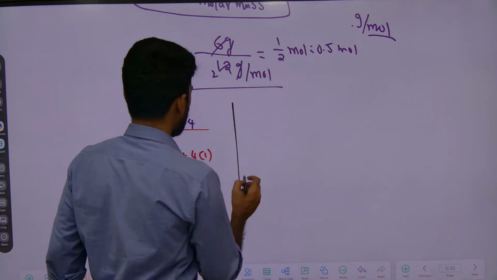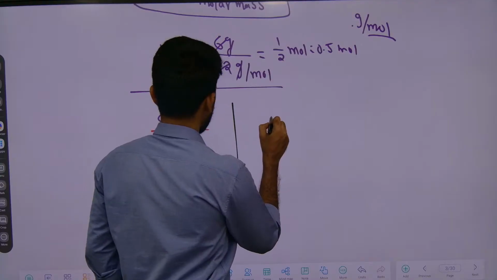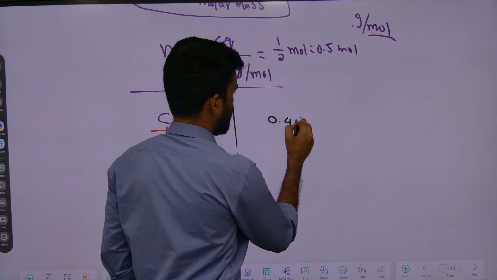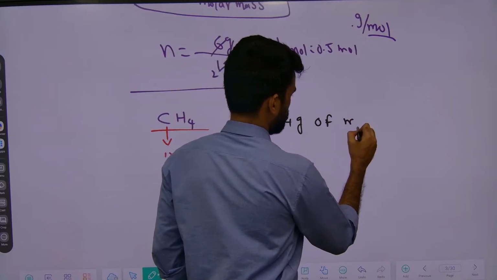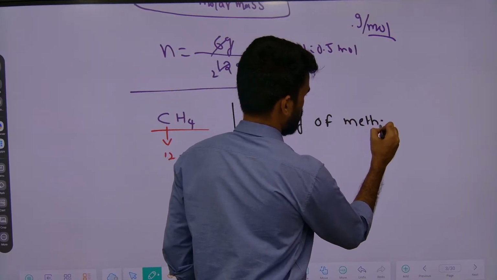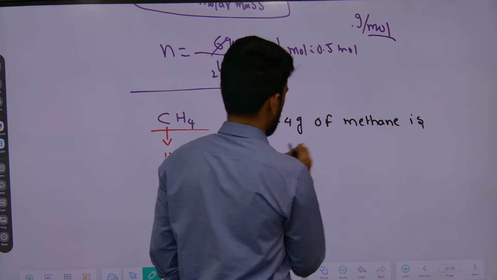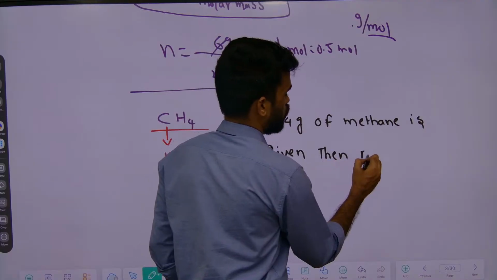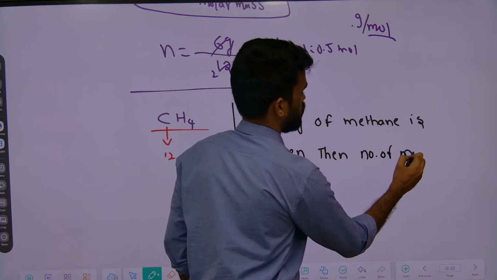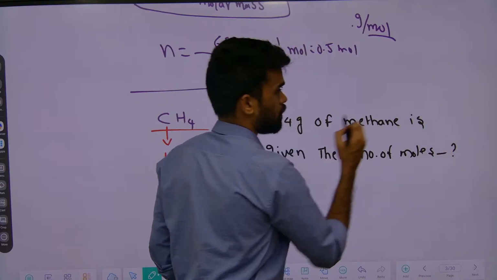Now I am giving you a question like this. 0.4 grams of methane is given. Then number of moles of methane, number of moles of methane. So find this.